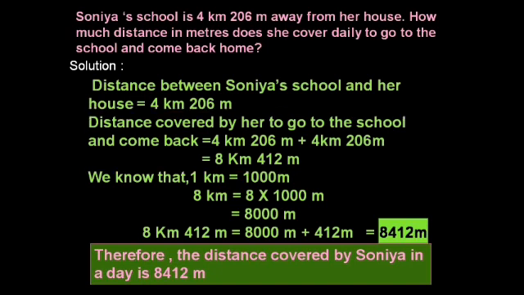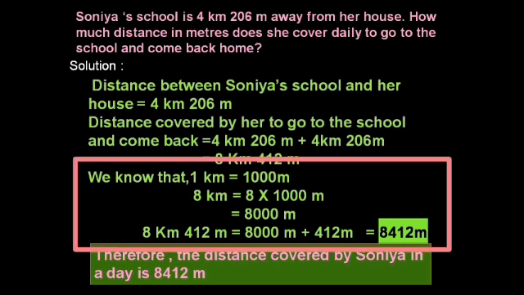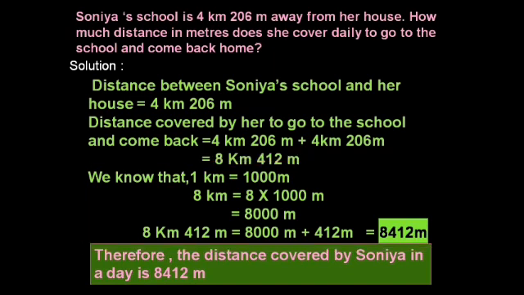Now we know that 1 kilometer is equal to 1000 meter. So 8 kilometer will be 8 multiplied by 1000 meter. So we will get the answer as 8000 meter. Now 8 kilometers 412 meters is equal to 8000 meter plus 412 meter. Adding together we will get the answer as 8412 meter. Therefore, the distance covered by Sonia in a day is 8412 meters.